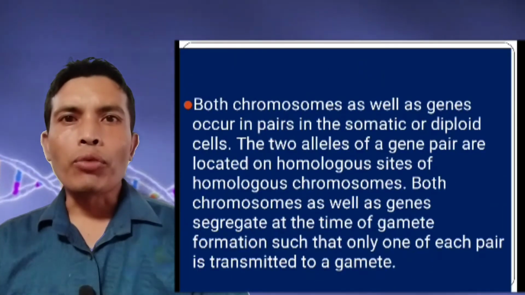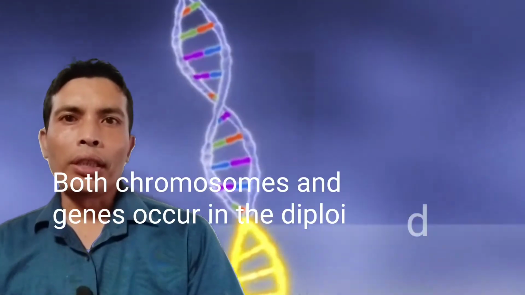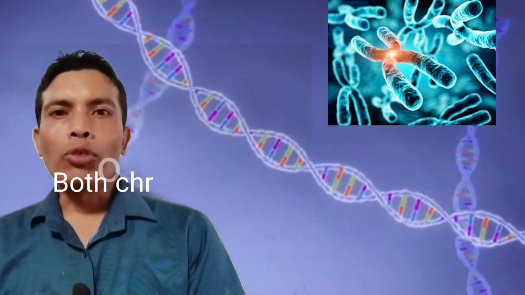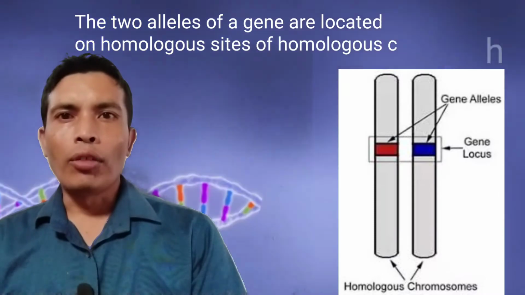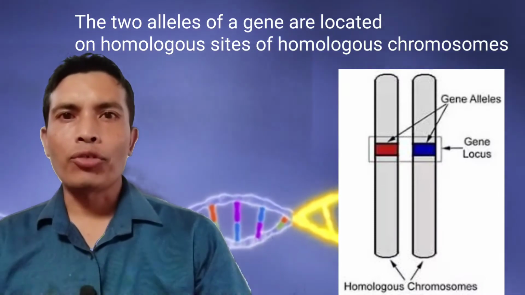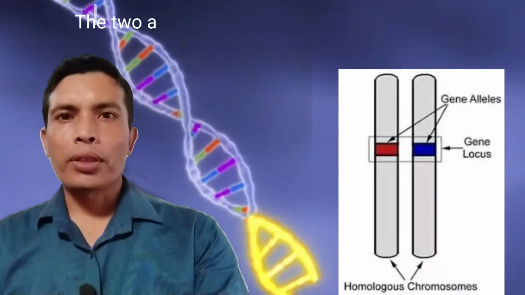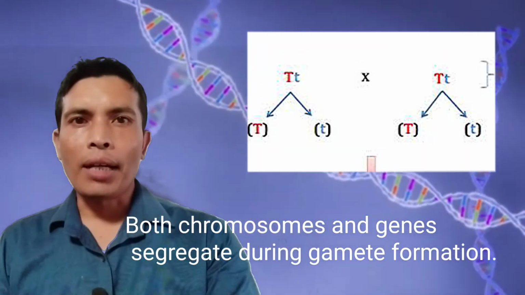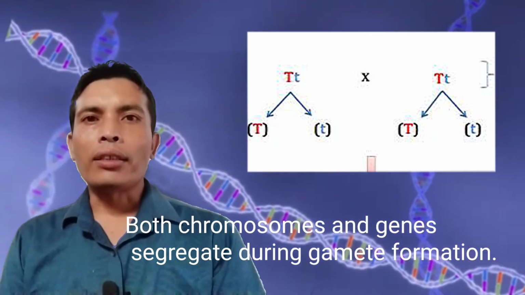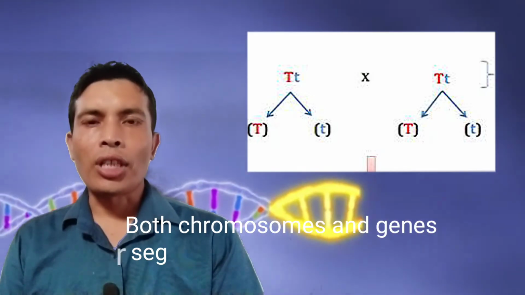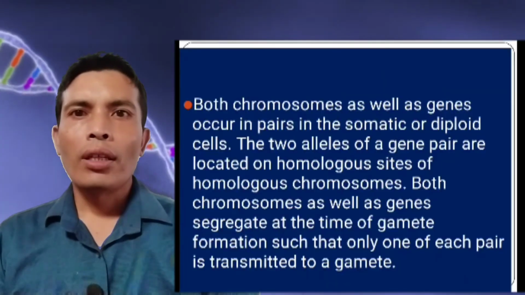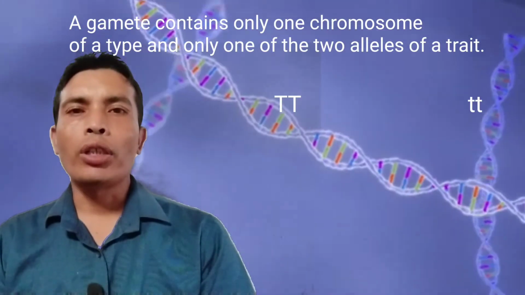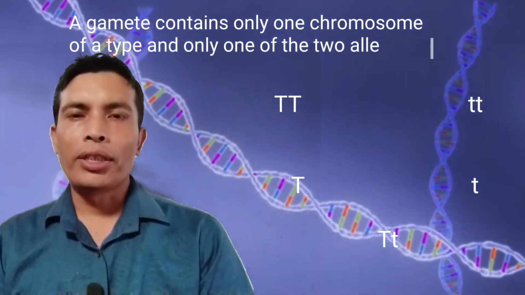Both chromosomes as well as genes occur in pairs in the somatic or diploid cells. The two alleles of a gene pair are located on homologous sites of homologous chromosomes. Both chromosomes as well as genes segregate at the time of gamete formation, such that only one of each pair is transmitted to a gamete. A gamete contains only one chromosome of a type and only one of the two alleles of a trait.